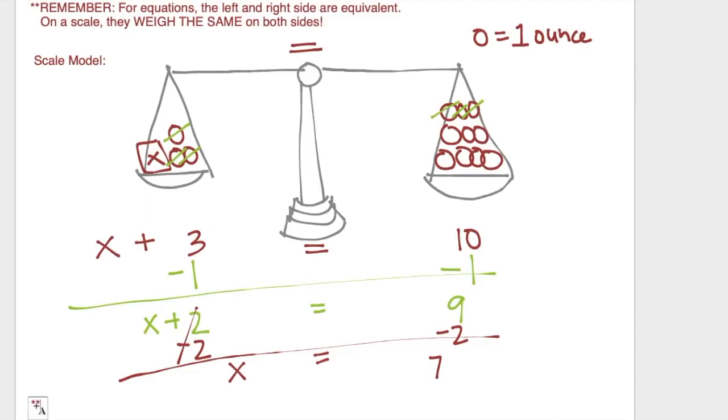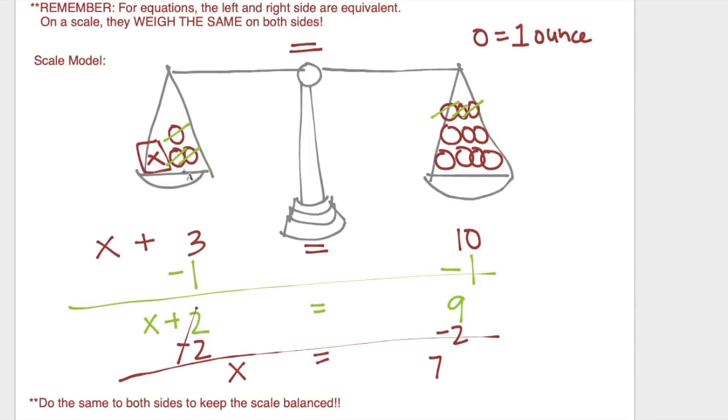Okay? Do this. Do the same to both sides to keep the scale balanced. That's why we're doing it. Can't take away one orange from one side but not the other. Remember that equal sign acts like a scale. The equal sign says both sides have to be exactly the same. On a scale, that would mean they both have to weigh the same. Okay? So that's the scale model right there.